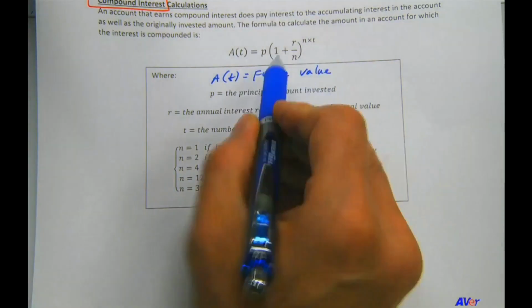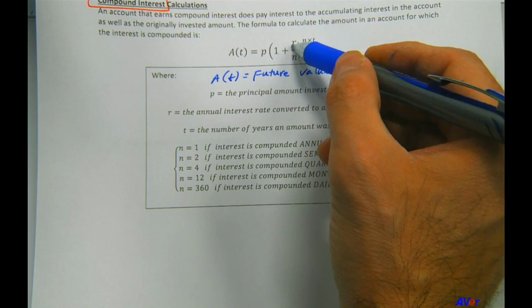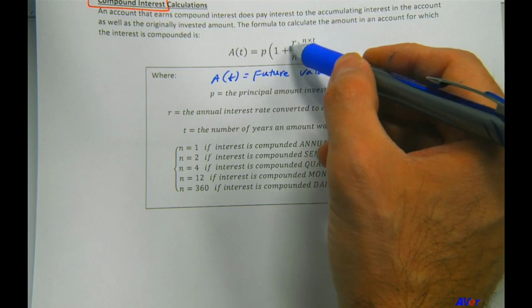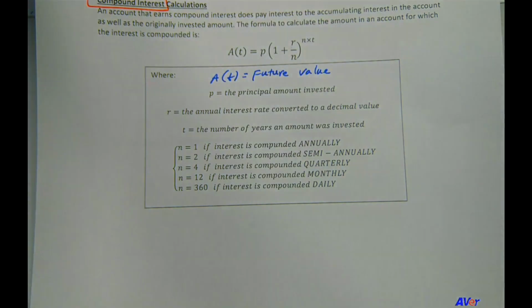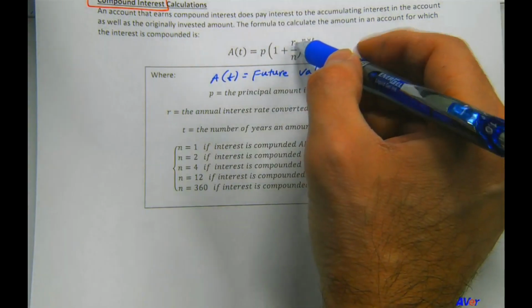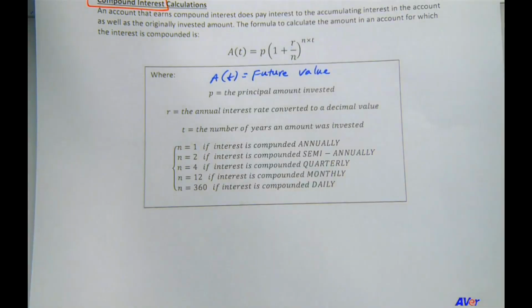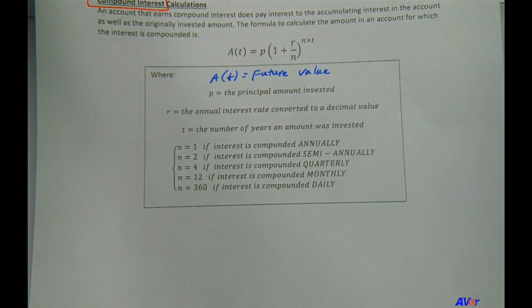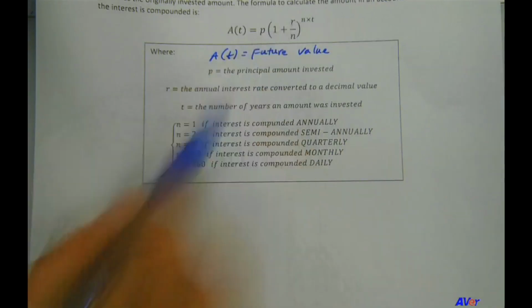That's that. 1 is always 1, plus R is the annual interest rate converted to decimal form, never in percentage form, guys. I've seen many people on exams use percentage form. No, you have to convert it to decimal form. So R is the annual interest rate converted to decimal form, divided by N. So what is N? N is the various compounding periods that we may have in a year with this compound interest calculation.